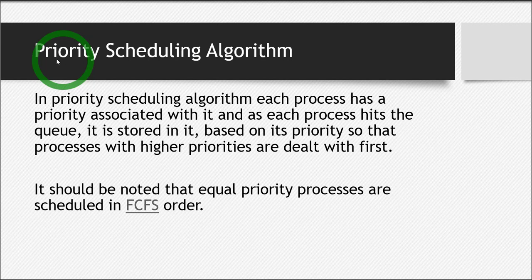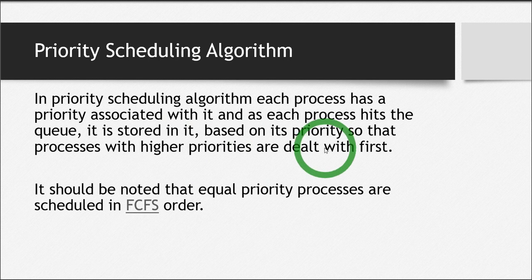The first algorithm that we have to study today is priority scheduling. This is actually very simple, and it's exactly like FCFS, first come first serve, except that now every process has a priority associated with it. So the processes which are more important have higher priorities, while the other processes which are not that important have lower priorities. Any process which has higher priority will be executed first, and the processes which have lower priorities will be executed later.